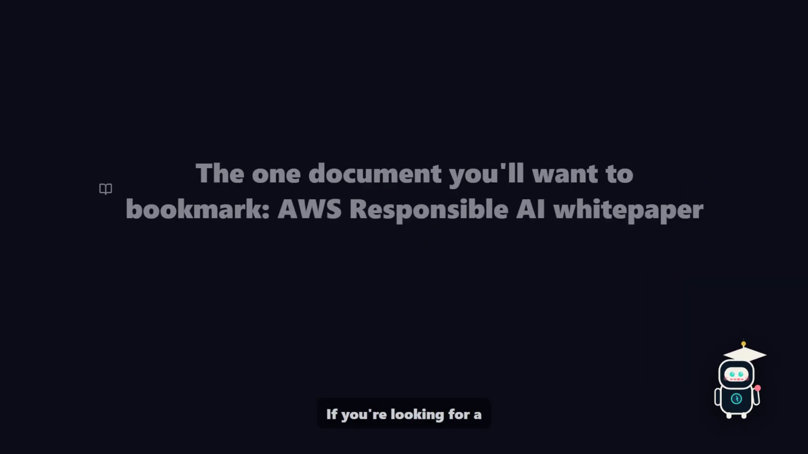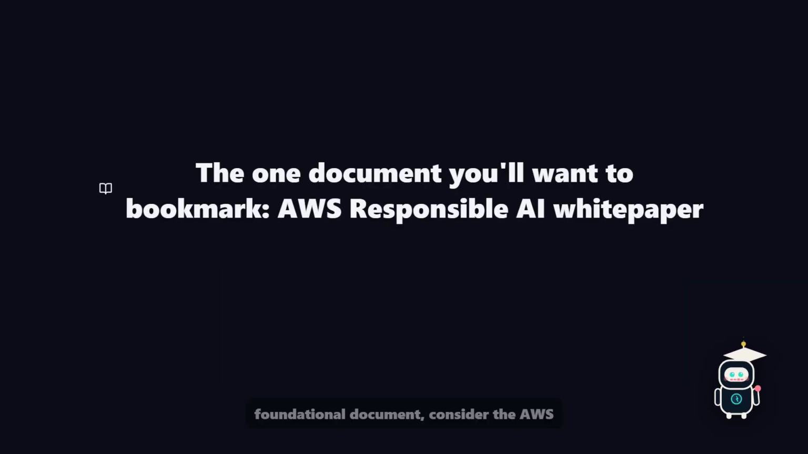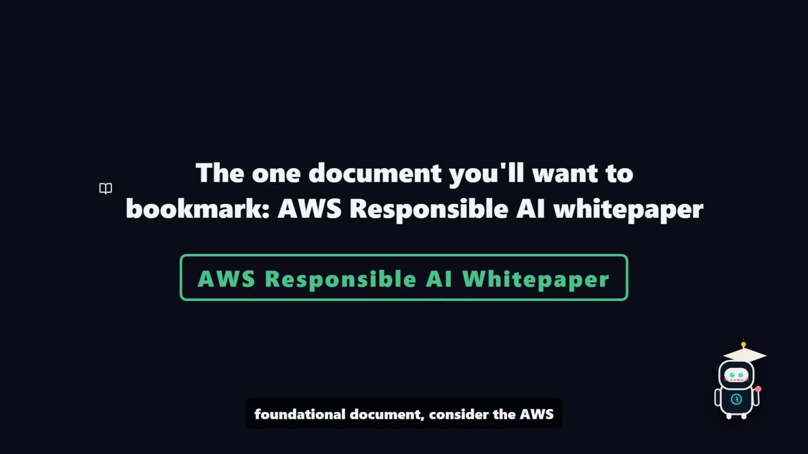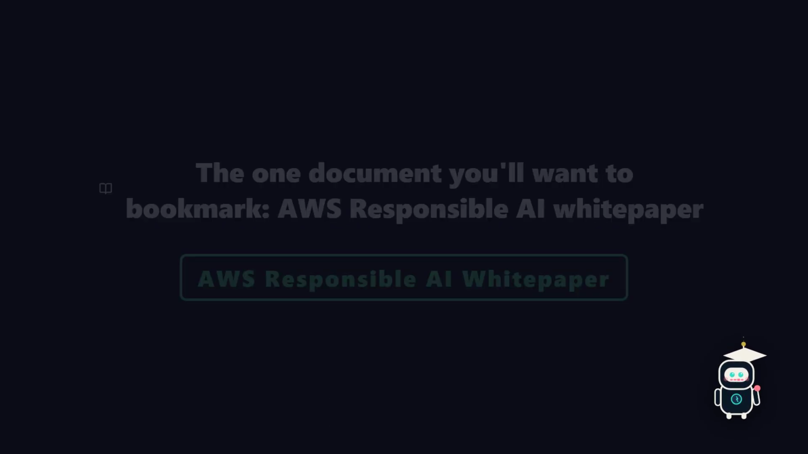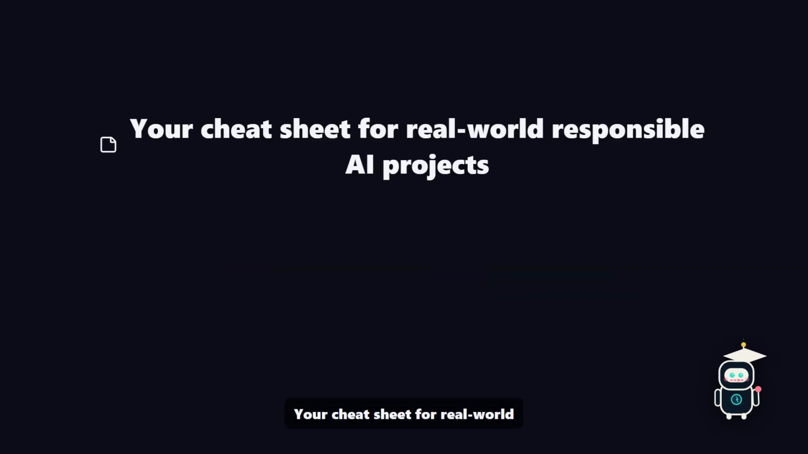If you're looking for a foundational document, consider the AWS Responsible AI White Paper. It covers the principles and practices that align closely with Domain 4's content. Check the latest version through AWS documentation. Grab the link in the description. Your cheat sheet for real-world responsible AI.